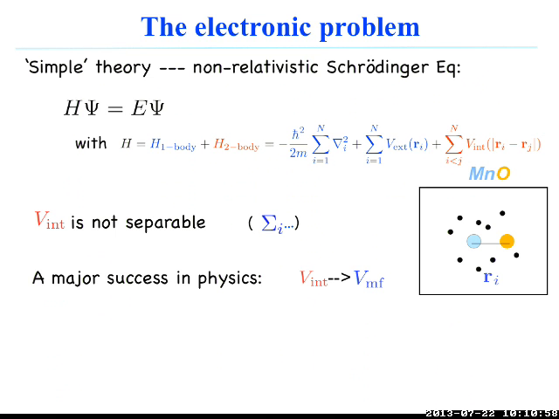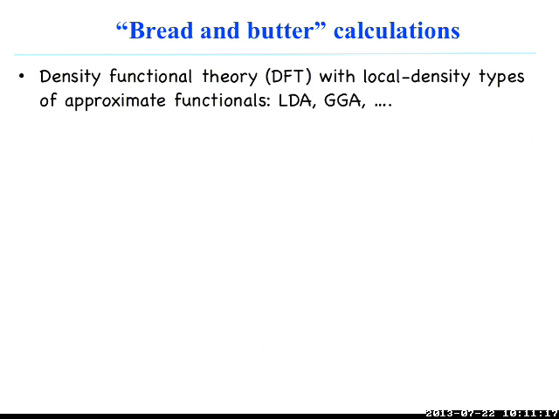One of the major successes in physics is to, by brute force, turn it into a blue term. We take this red, and we're going to just write it as a V mean field. So density functional theory, you could view in that framework with possibly some objections, but really it is in that framework of an independent electron. So it takes a local density type of approximation, and it has many different acronyms for different forms of approximation: local density approximation, generalized gradient, and so on. There are many.